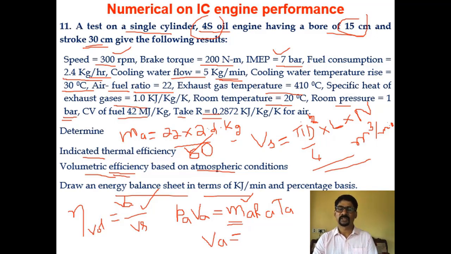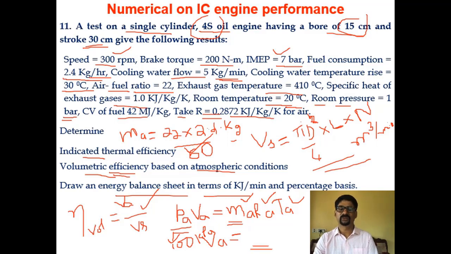If you substitute this in kg per minute, then Ra is given here as 0.2872. Ta is atmospheric temperature, nothing but room temperature, 20 plus 273, 293 Kelvin. Then Pa is atmospheric pressure or room pressure, given as 1 bar or 100 kilopascal. Remember, Pa is 100 kilopascal because R is substituted in kilojoules, so P should be substituted in kilopascal. Be careful about this. Then you will get Va. I hope all of you understood this.